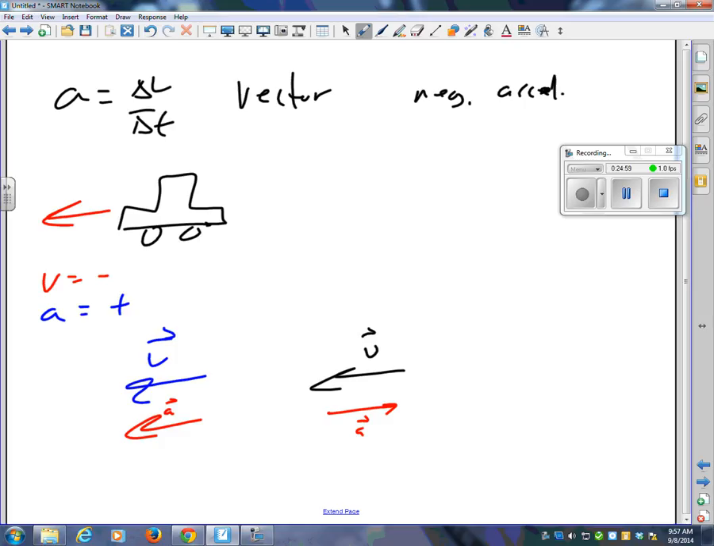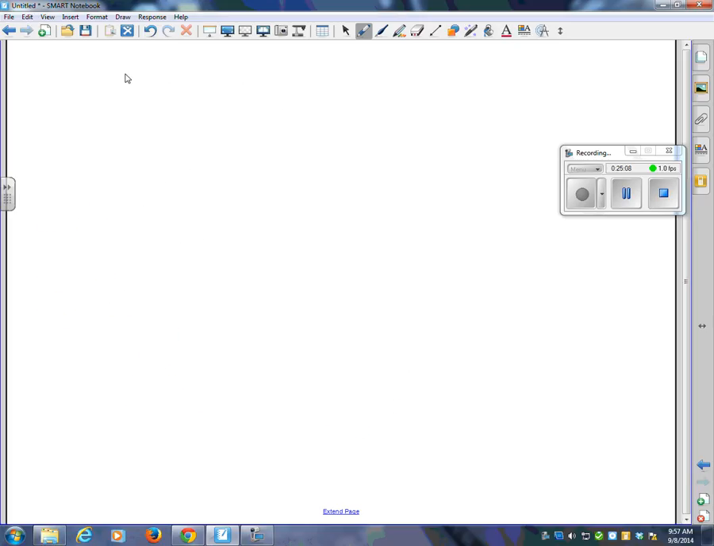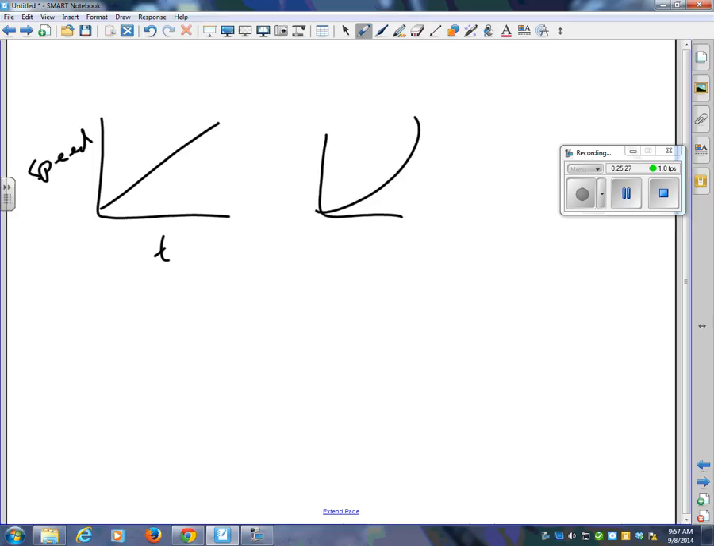What would be the shape of a speed versus time graph for an object in free fall? Speed versus time, so it's all positive because there's no direction. In free fall, it falls and speeds up faster and faster, so what would the graph look like? If there was no air resistance, it'd be the graph on the left, increasing at a constant rate.